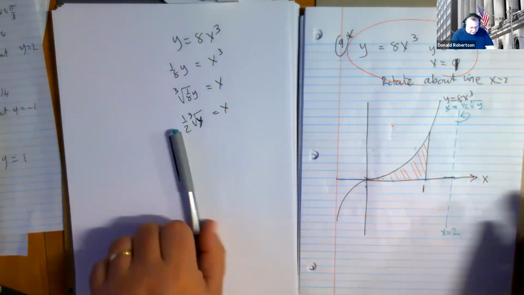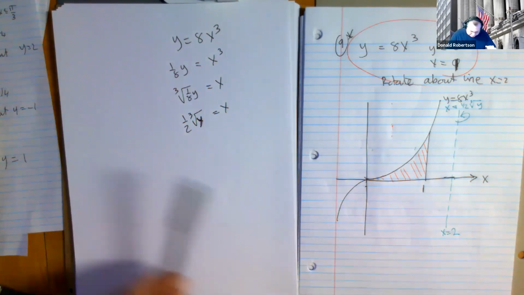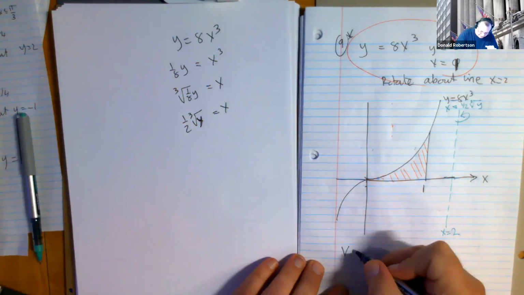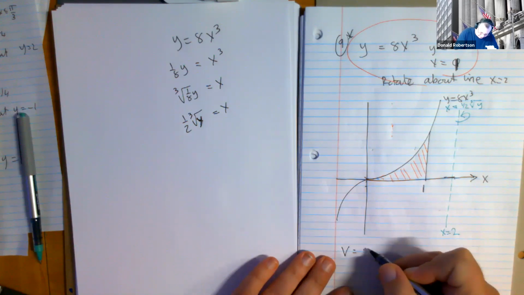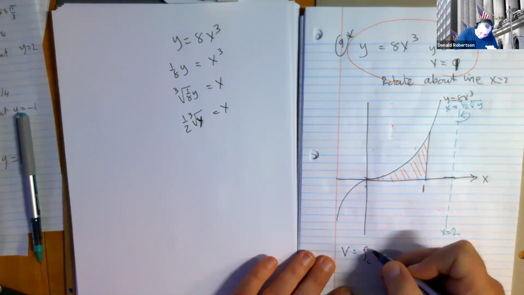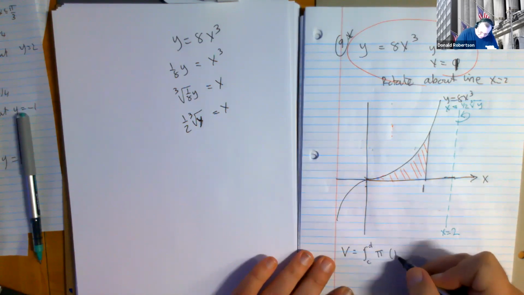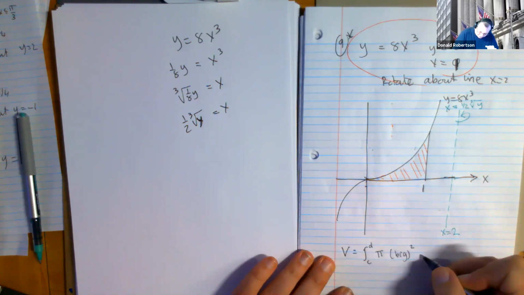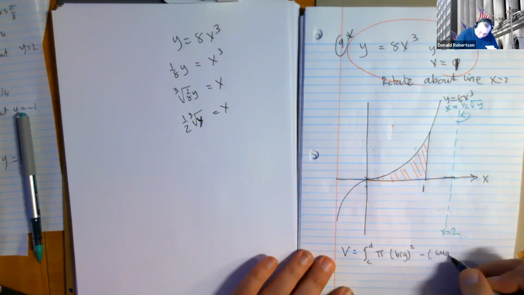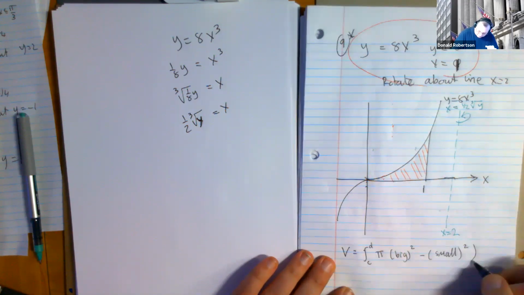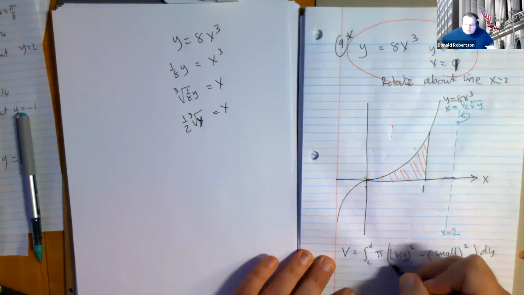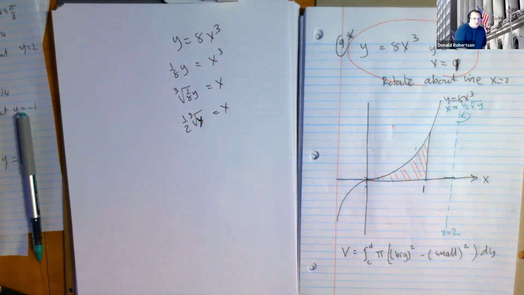Right, formula for calculating it now. It's the integral from c to d. Once we figured that out, pi, big radius squared, small radius squared, dy. Would you agree the formula is virtually identical to the ones we've been using for rotation parallel to the x-axis? But now things are in terms of y.